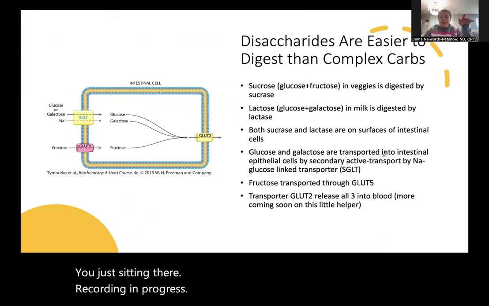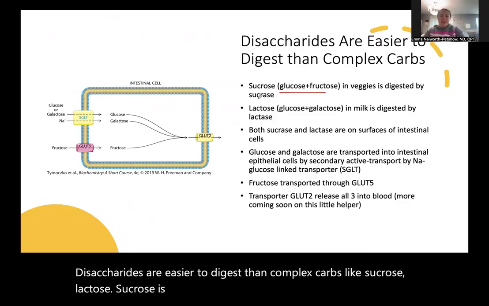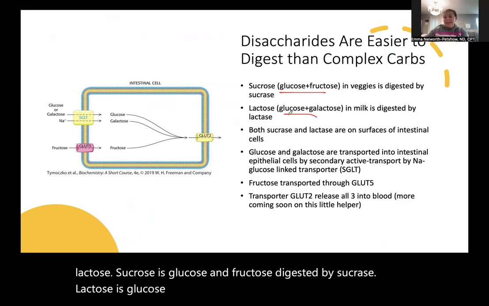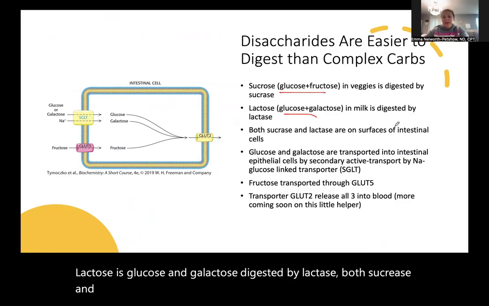Disaccharides are easier to digest than complex carbs, like sucrose and lactose. Sucrose is glucose and fructose, digested by sucrase. Lactose is glucose and galactose, digested by lactase. Both sucrase and lactase are on surfaces of the intestinal cells.